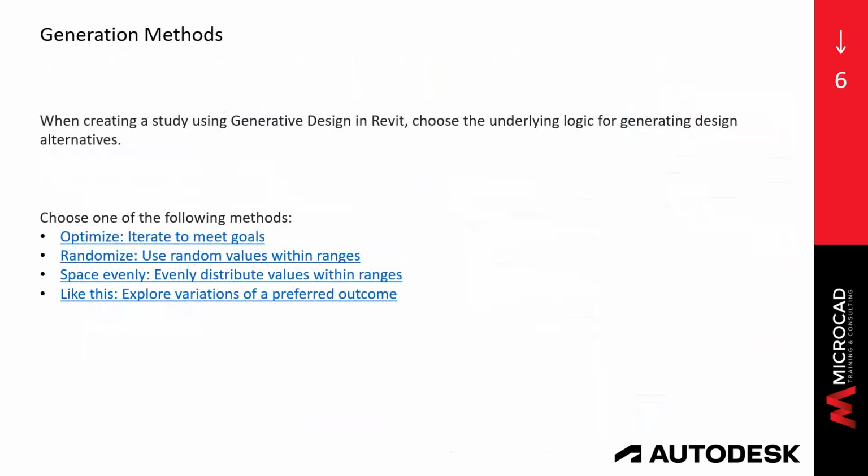So first of all, when you are creating a study using generative design, you need to choose the underlying logic for generating the design alternatives. So your design alternatives is going to be to optimize and to iterate to meet goals, or to randomize using random values within ranges, to space evenly, so it means it's going to evenly distribute values within ranges, or to explore variations of a preferred outcome.